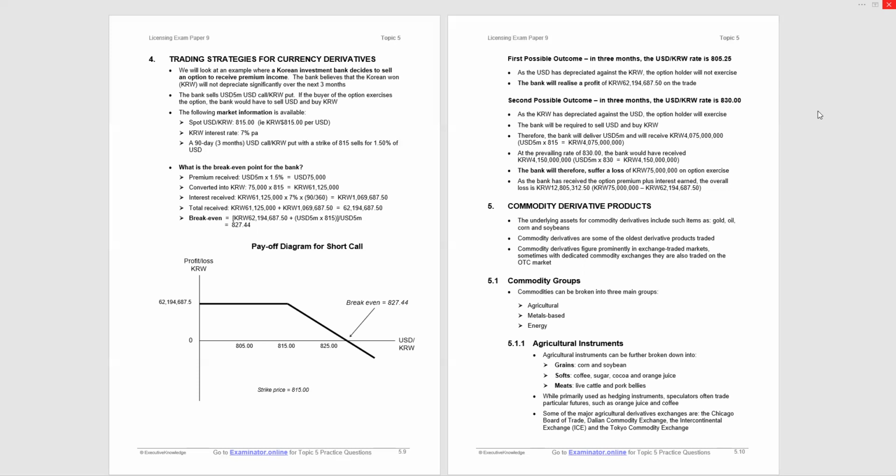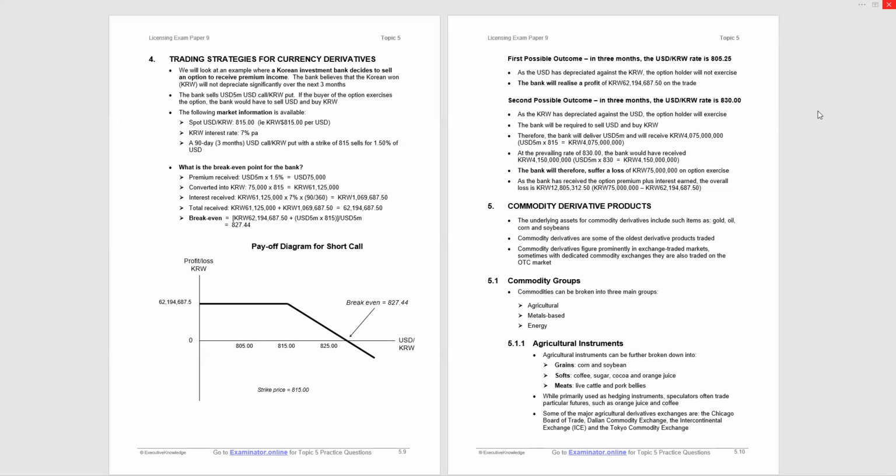Now, a favorite question in the exam is, which of the following are agricultural instruments that are traded as commodity derivatives? Or it could be metal-based, or it could be energy. It's a very straightforward question if you remember what they are. So let's look at the agricultural instruments.